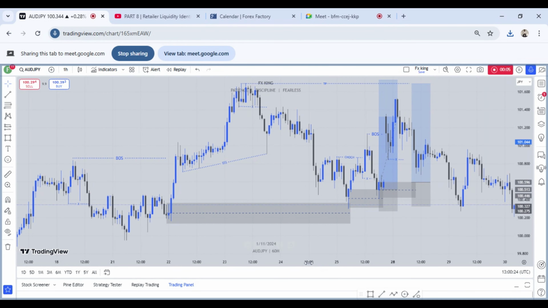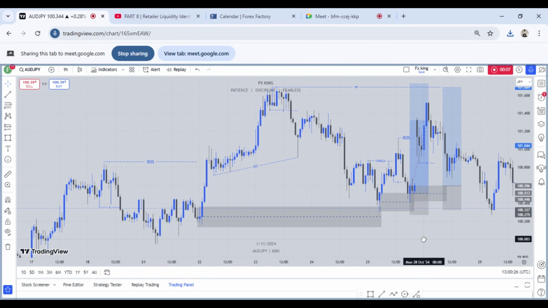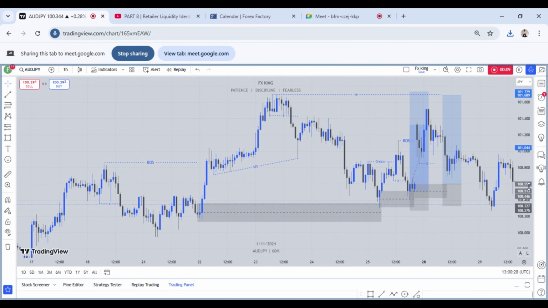I've sent this chart before, and what I'm going to be demonstrating here is the first change of character that we had. You see here, the market was pushing up. The market took out this first pullback. This is our first pullback here, starting from the high of this candle. When the market pushed below, took out this pullback, rallied up and closed above, we had a break of structure here. As simple as that.